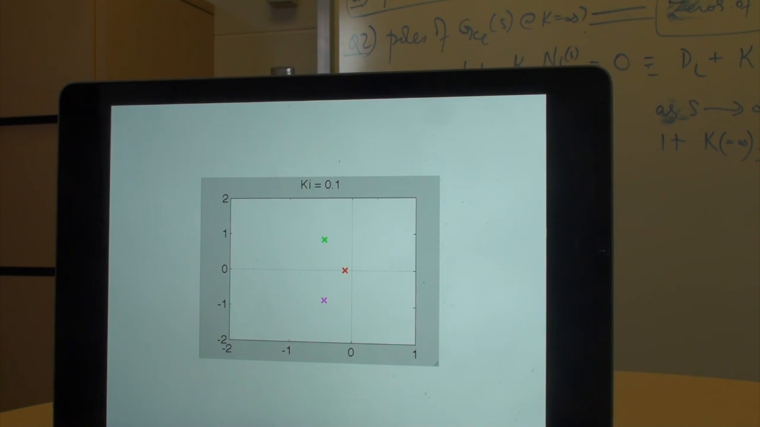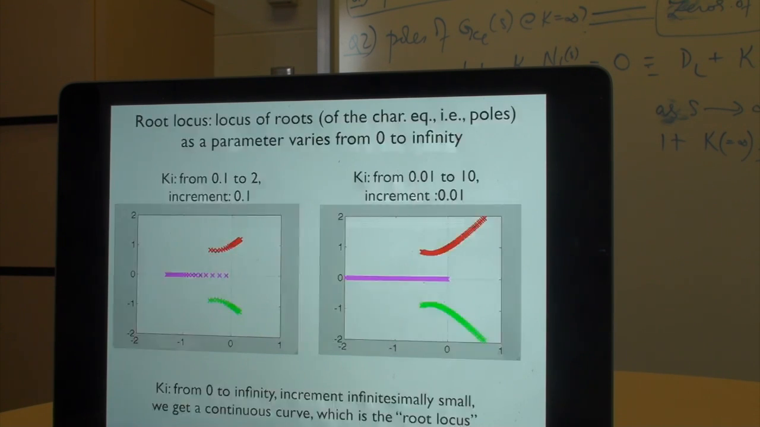Okay, so now let's change the K_i value, and you see that the poles moved, right? Keep doing that. And see that those two complex poles are going in the wrong direction. And there is a critical point right there at K_i equal to 0.1 where they end up at the imaginary axis, and then they cross over.